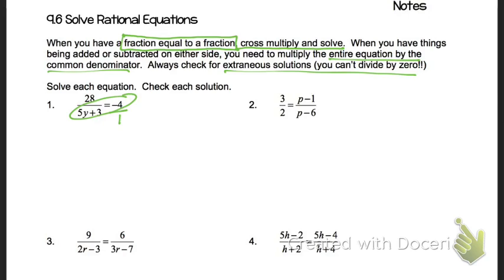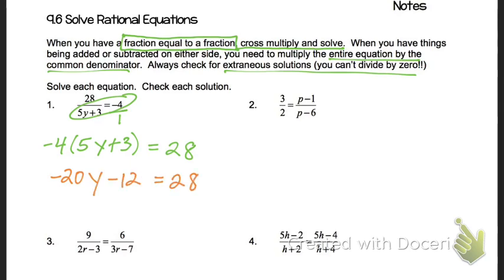You can go ahead and distribute it in your head and not write it as 2 steps. Or you can do -4 times (5y plus 3) equals 28 first and then distribute. It is really up to you. If you want to just go ahead and write it as -20y minus 12 equals 28, then you are just a step above the rest, and that is okay. Then you just solve for y. So y equals -2.